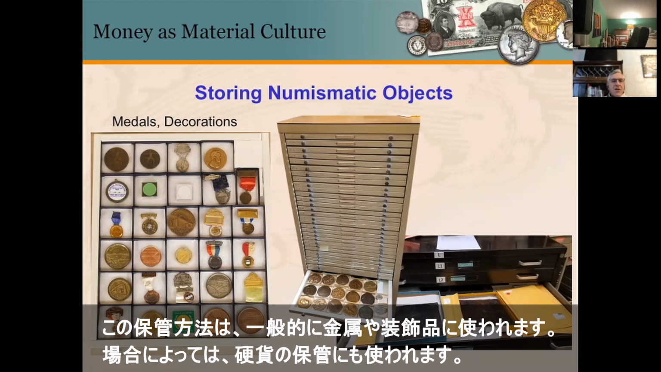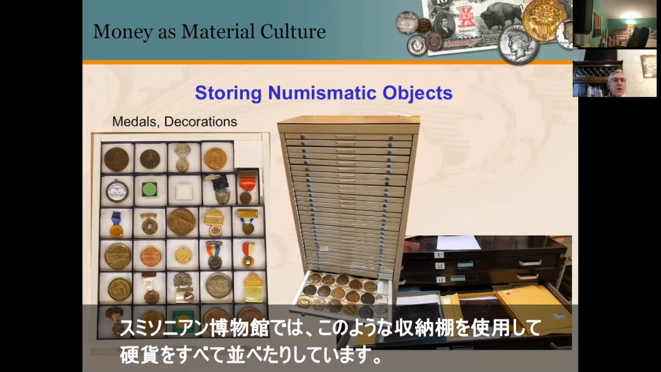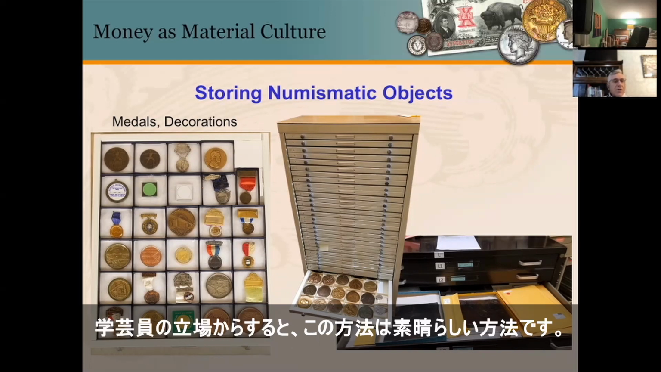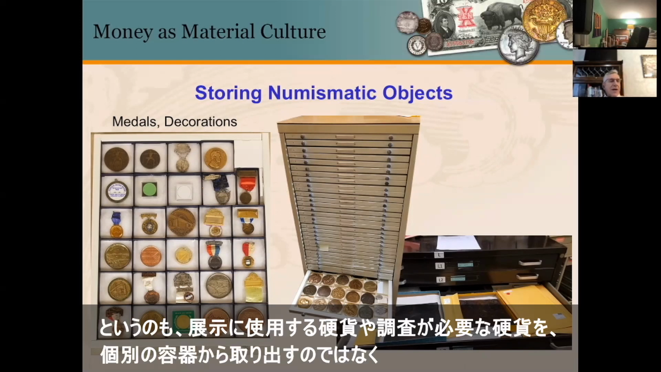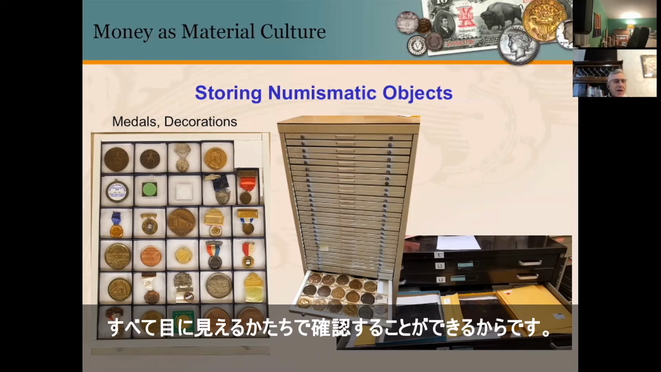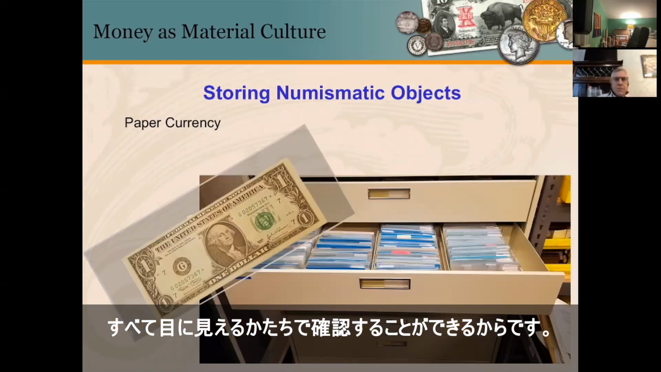This storage method is typically used for medals and decorations, and in some places for the coins themselves. The Smithsonian Institution, the American Numismatic Society, and others use storage cabinets such as this, in which the coins can all be laid out. From a curatorial standpoint, this is an excellent way to do it because it makes it much easier to quickly identify what coins might be used for an exhibit or need to be studied, because they're all visible as opposed to having to take them out of individual holders.